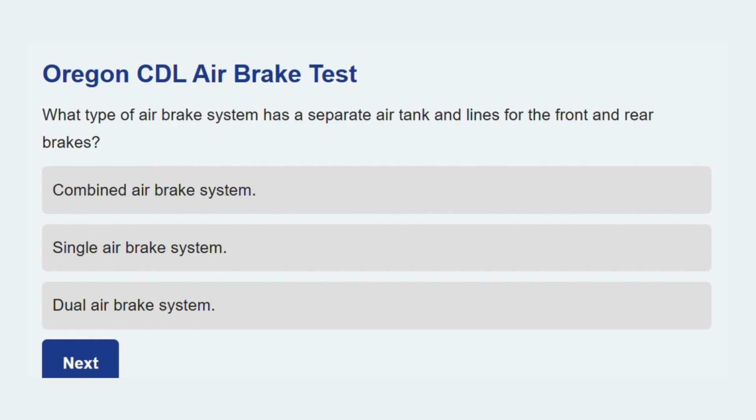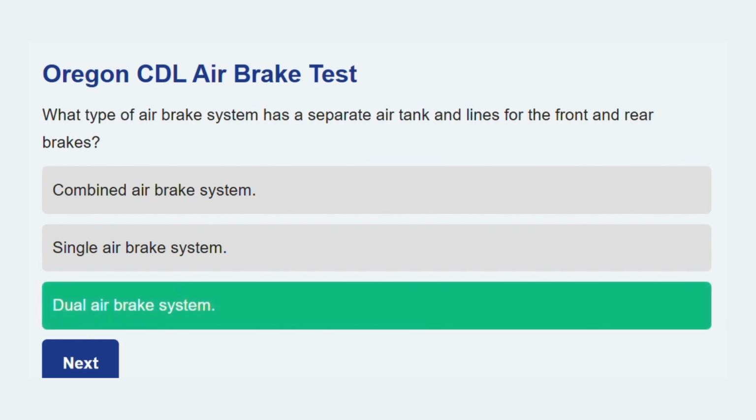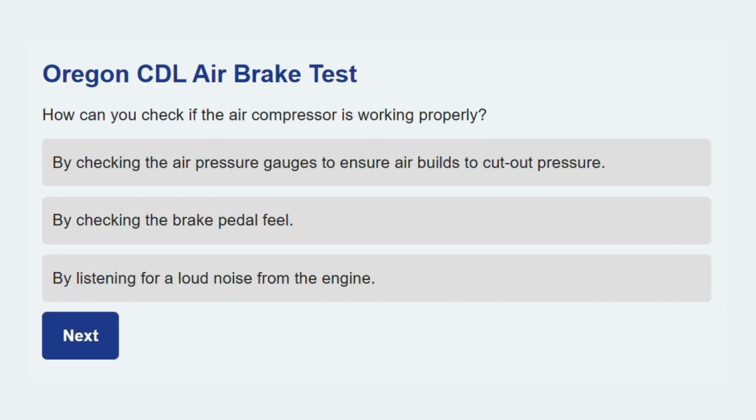Let's consider the next one. What type of air brake system has a separate air tank and lines for the front and rear brakes? Dual air brake system. This provides a safety backup if one system fails.